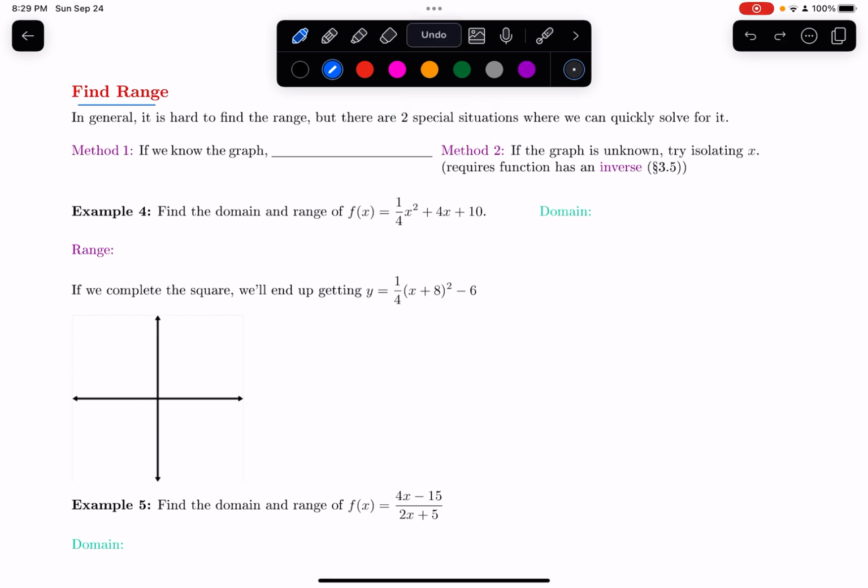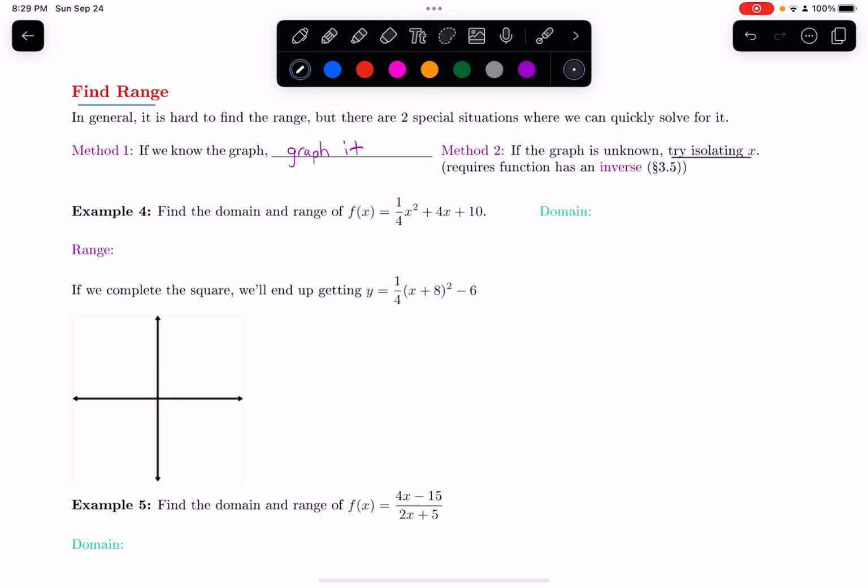The first situation, method one, I'm going to call, is if we know the graph. If we know the graph, or we can determine it, then graph it, and then use the graph to find the range. And the second method says that if we don't know the graph of a function, then we're going to try isolating for the x.